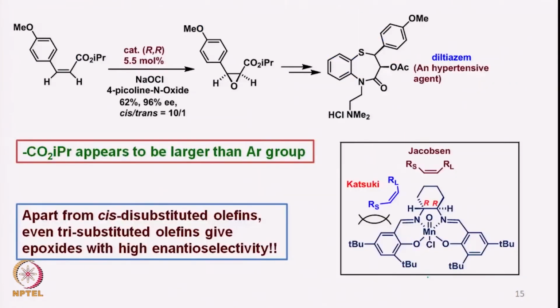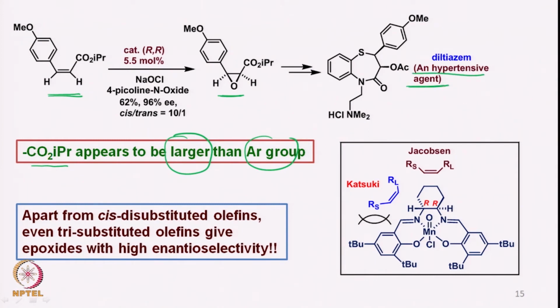And what is found is that if we take the isopropyl ester, that seems to give a different epoxide. For example, if we have CO2iPr, that is the isopropyl group, then it appears that this particular group seems to act as a larger group than aryl here, and then we get this epoxide when we take this particular olefin, which is a cis double bond alpha-beta unsaturated ester, and that gives this epoxide, which has been converted into an anti-hypertensive agent.